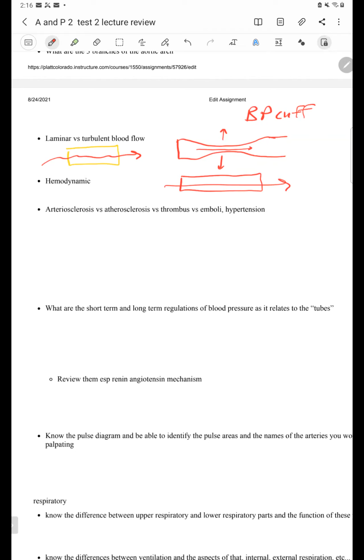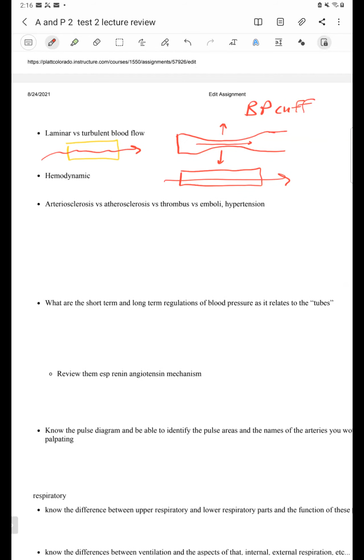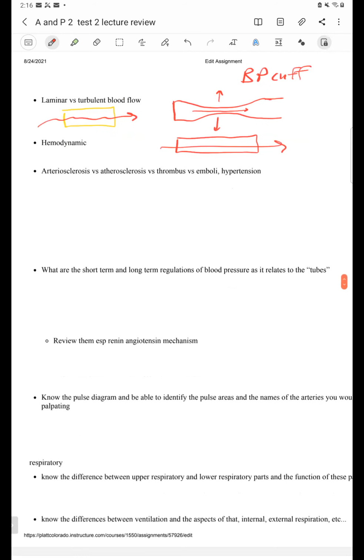Okay, so turbulent flow can be because of a pathology, or you're doing it on purpose, like with a blood pressure cuff, for example. And that's how we can measure a person's blood pressure.